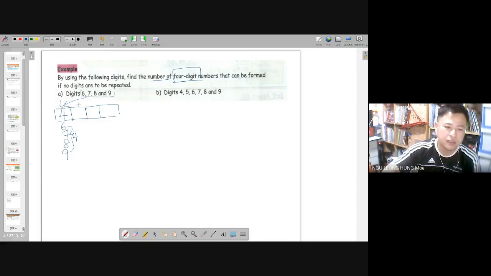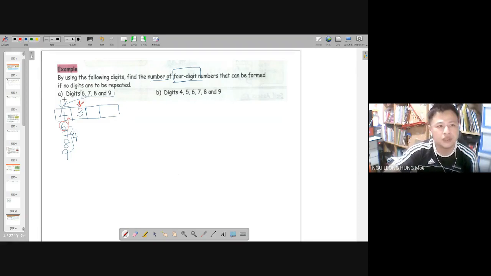Then the second box, you look at the second box. Let's say in the first box is 6. Let's say 6 is already filled inside here. How many numbers are left to fill in the second box? Tell me. 3. Good. So the options that we can fill in the second box will become 3.